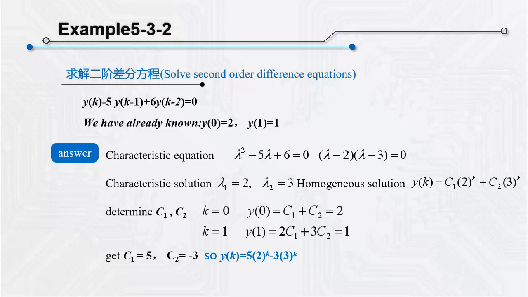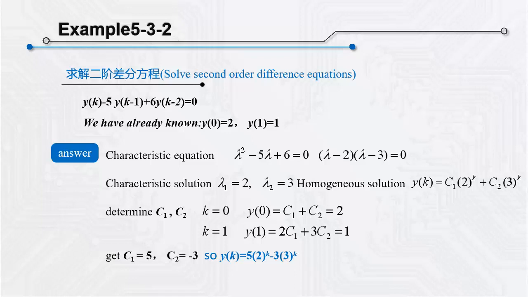First, let's look at the case of the single root, given the initial conditions for the difference equation. So let's solve for that, and you can see the solution process. According to the second-order difference equation, let's determine the form of the characteristic equation. You get the characteristic roots lambda 1, lambda 2 in single root form. Thus, the expression of the homogeneous solution y of k is determined.